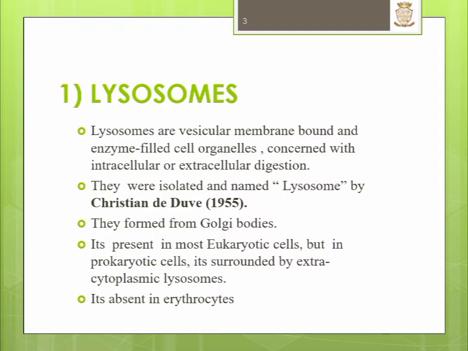Lysosomes are vesicular, membrane bound and enzyme filled cell organelles concerned with intracellular or extracellular digestion. They were isolated and named lysosome by Christian de Duve in 1955. They are formed from Golgi bodies. They are present in most eukaryotic cells, but in prokaryotes, it's surrounded by extracytoplasmic lysosome. They are absent in erythrocytes.